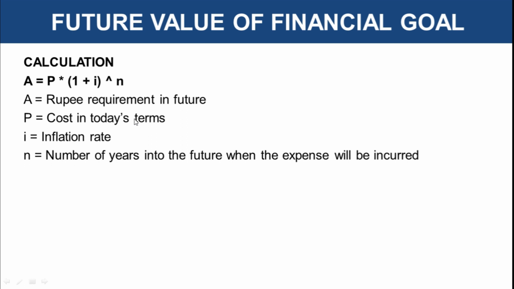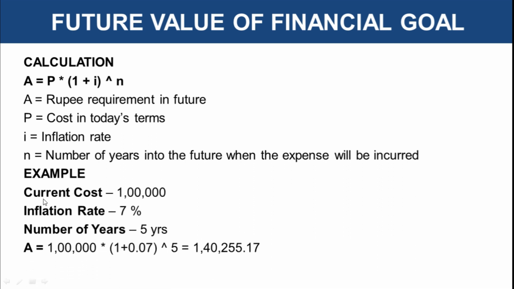P is the cost in today's terms, the present value. So at today's point of time, what is the cost of that particular thing that you want to achieve? I is the inflation rate that we need to consider. We need to beat this inflation so that our profit percentage could be higher and we would be able to manage our financial goal. N is the number of years into the future when the expense will be incurred. So you need to consider this formula: A equals P into 1 plus i raised to the power n.